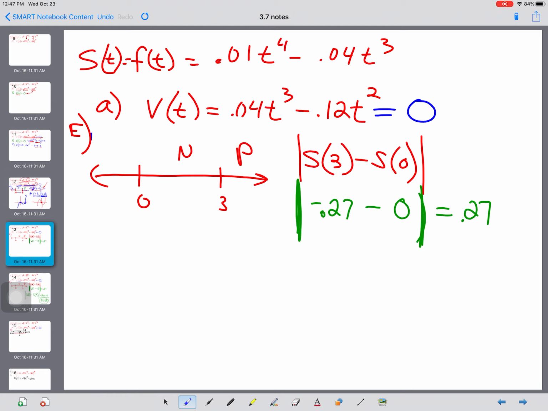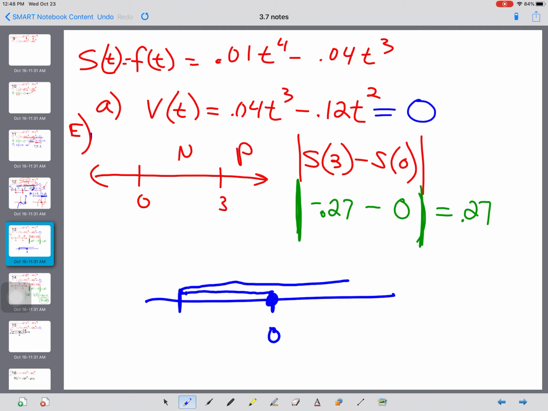Then part E says, find the total distance traveled. Now, you got to understand something. And it says in the first 8 seconds. So this thing's moving from time 0 to 3. Remember at time 0, the particle was at 0. But for the first 3 seconds, this object's moving backwards. And then at 3 seconds, it stops, and it turns around, and it starts going forwards again.